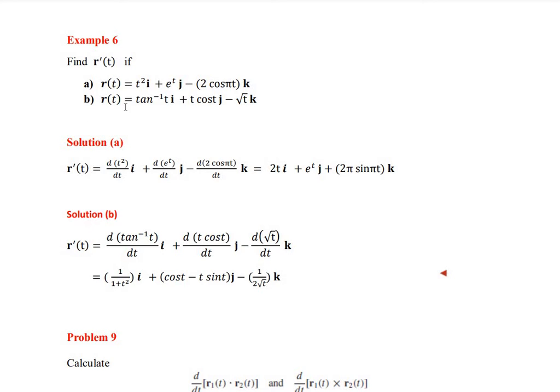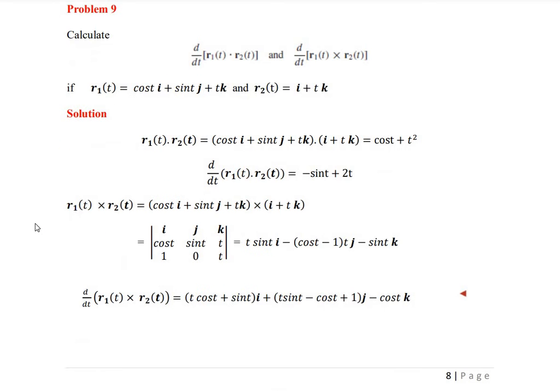Derivative of the second vector variable function, that is vector r dash of t, here also component wise differentiation. Derivative of the first component, that is 1 by 1 plus t square into i cap, plus derivative of the second one, t into cos t. We can use the product rule, so we can write it as cos t minus t into sin t into j cap, minus derivative of the third component, that is root t, that is 1 by 2 root t into k cap.